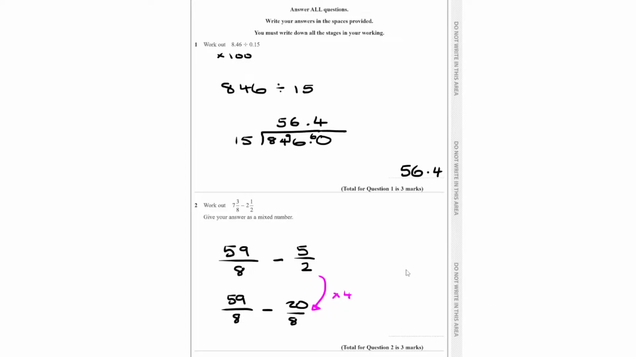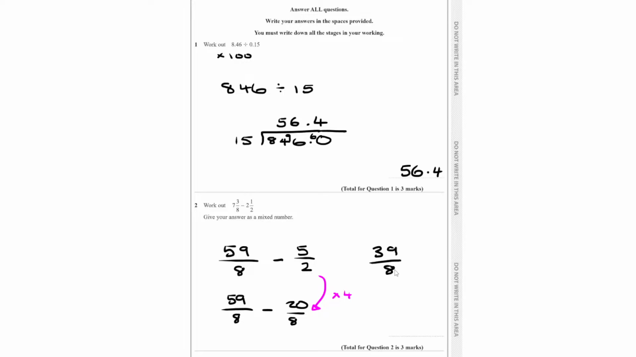20. Now if we subtract them, we're just subtracting the numerators, okay, just the top numbers. So 59 minus 20 should give me 39 over 8. Now the only thing though to remember is they did say to give it as a mixed number, so this isn't the correct format for the answer. So I need to convert it back into the whole number and then the leftover fraction.